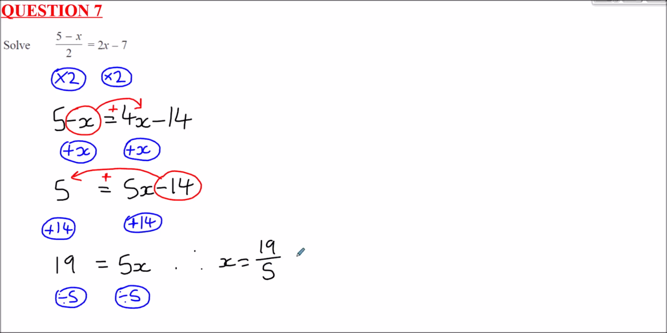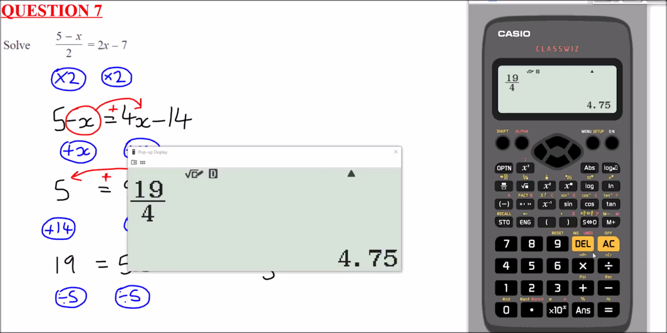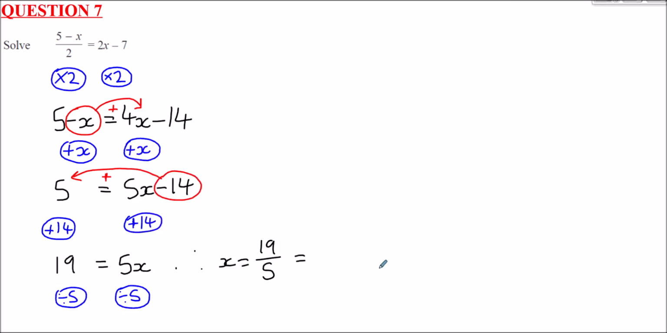And if you want to write it as a decimal, your calculator can do that for you. Just press 19 over 5, press equals, and then the S to D button will give you 3.8. So either way of writing it down is absolutely fine. But x equals 19 over 5 or 3.8, either or.